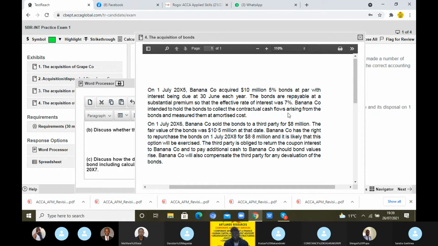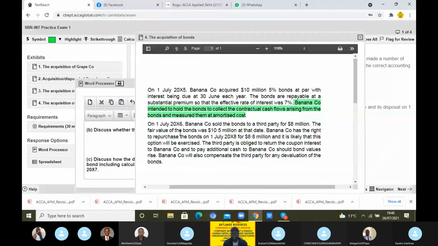So if you are given this particular statement that the primary reason we are a party to this financial instrument is to collect contractual cash flows, then such a bond is not measured at fair value. It's measured at amortized cost because it is meeting the definition of a contractual cash flow test. Now, on 1 July 2026, Banana sold the bonds to a third party for 8 million. The fair value of the bonds was 10.5 million at that date.